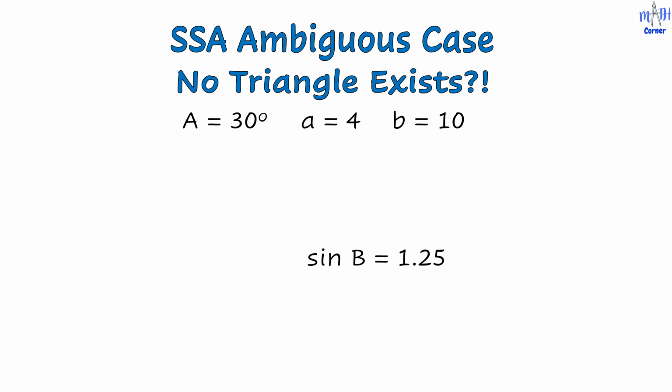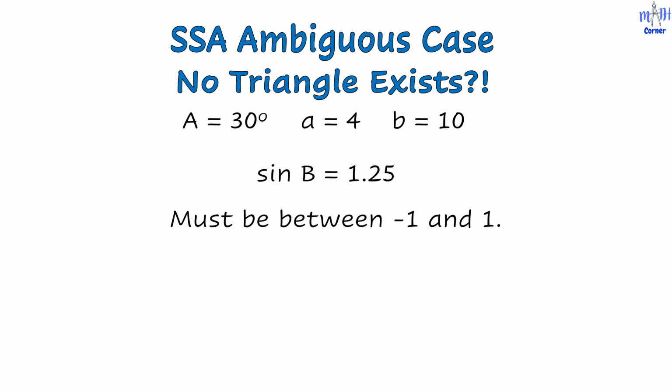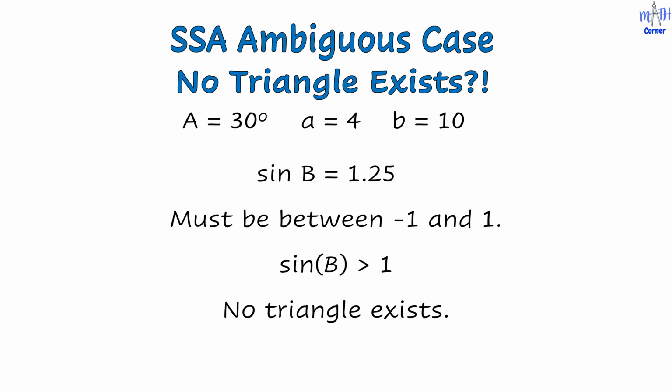The sine values of any angle must be between -1 and 1. Since sine B is greater than 1, no triangle exists. And that's it. You can now determine whether a triangle can be formed using the given values.